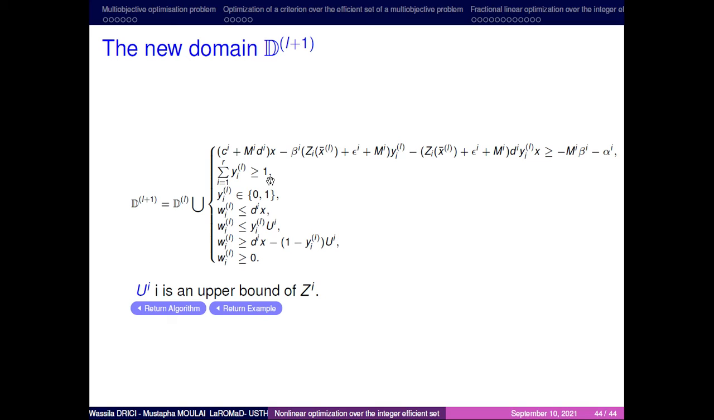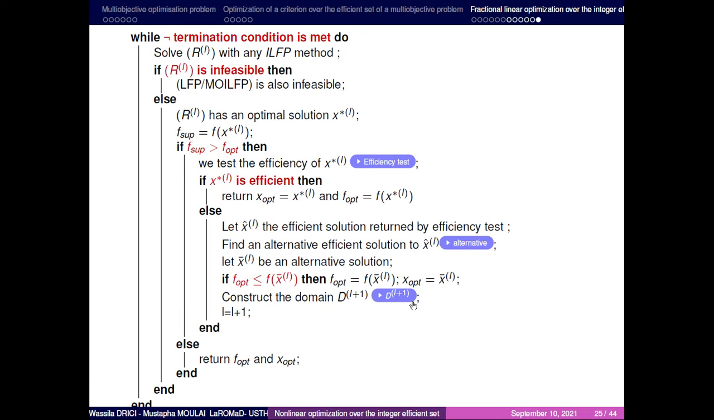And we add the inequalities WEL less than or equal to DEX, WEL less than or equal to YEL UE, and WEL greater than or equal to DEX minus 1 minus YEL UE. Here UE is the upper bound of ZE. After the construction of the new domain, we set L equal to L plus 1.